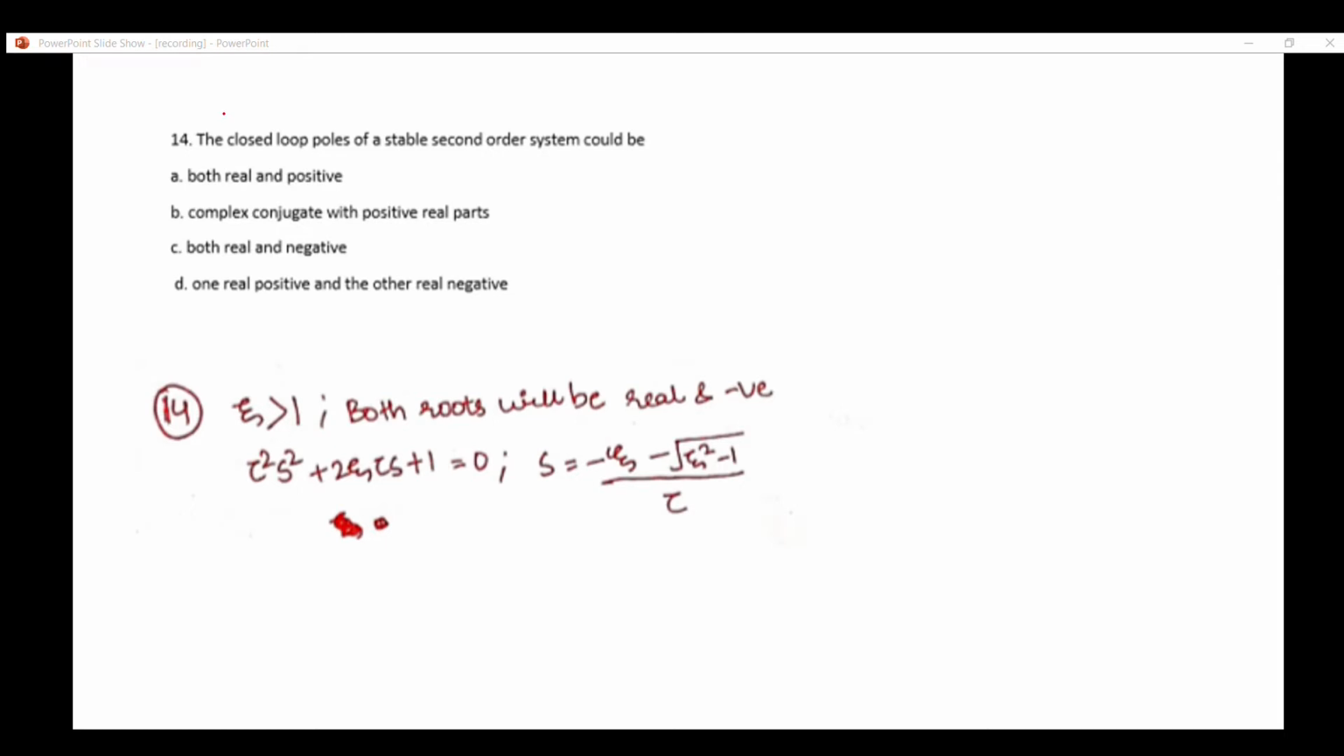14th, the closed loop poles of stable second order system could be. So this is the characteristic equation, which is tau square s square plus 2 zeta tau s plus 1. So when we find out the roots of this equation, it will be s is equals to minus zeta minus under root zeta square minus 1 by tau. So for system to be stable, we would require both real and negative roots. Therefore, option C is correct.